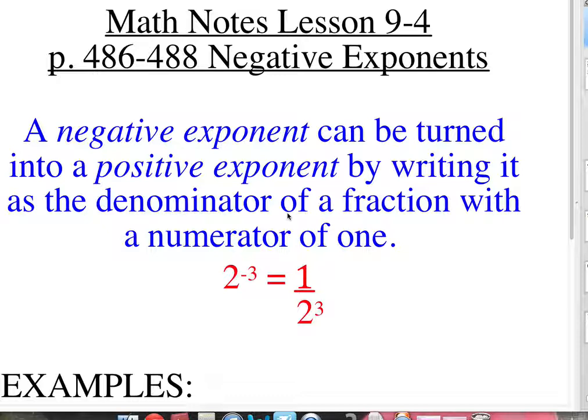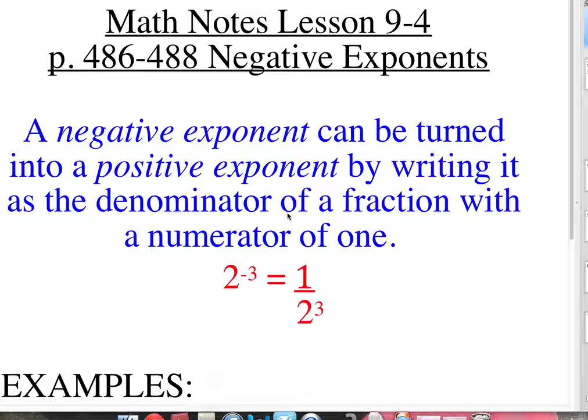Negative exponents. Well, this is an interesting topic, one that I personally think is kind of fun to do. Let's read what it says here about negative exponents and how we're going to work with them. Since really in math, negative exponents aren't very useful, they're a little difficult to work with, so what we're going to do is learn how to take a negative exponent and turn it into a positive exponent. And it's actually a very simple thing to take care of.